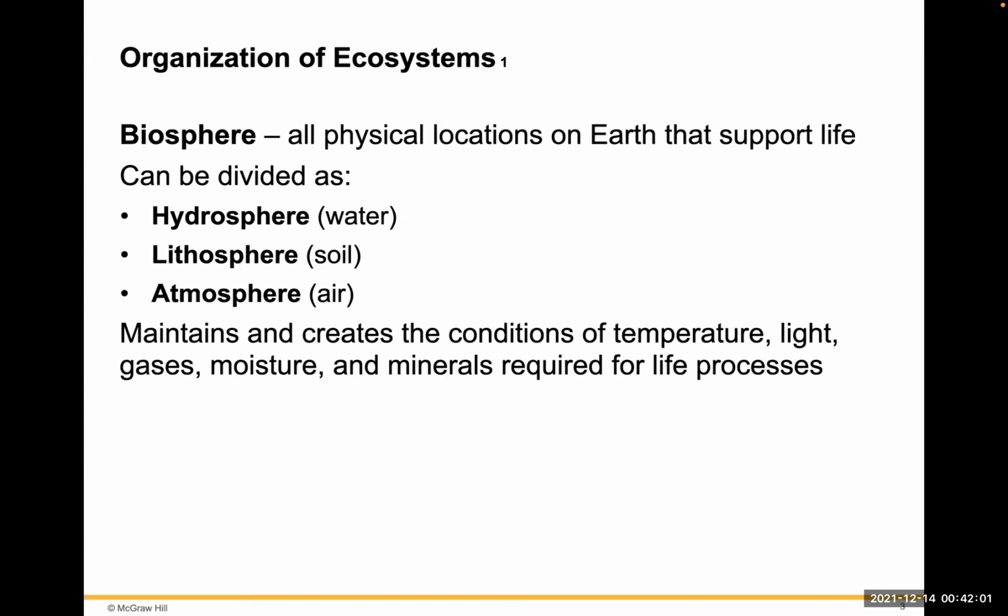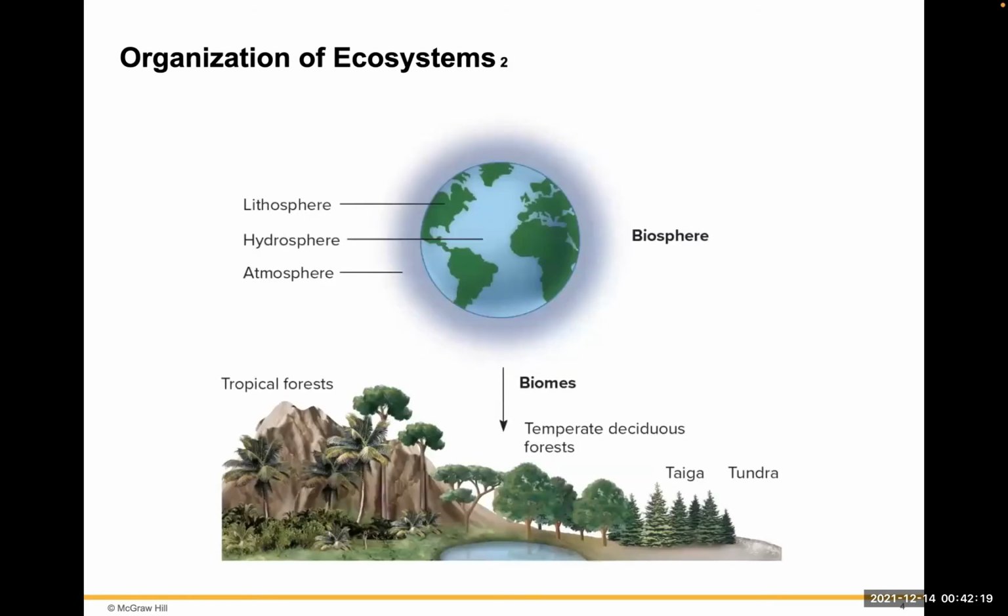It can be divided into a hydrosphere, a lithosphere, and an atmosphere. The hydrosphere is water. The lithosphere is soil or dirt. The atmosphere is your air. It maintains and creates conditions of temperature, light, gases, moisture, and minerals required for life processes, all things necessary to sustain life. So if you look at the Earth, the total Earth is your biosphere and the atmosphere surrounding it. The lithosphere is the soil. Like I said, the hydrosphere is the water, and the atmosphere is the air surrounding it. We have tropical forests. We have biomes, which is your temperate deciduous forest, the taiga, and the tundra.